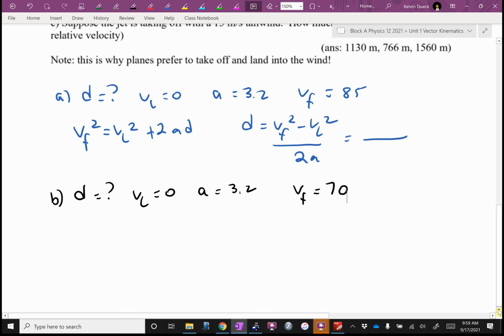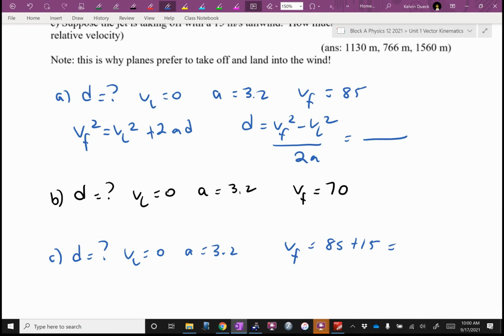In part C, we have a 15 meter per second tailwind. So in this case, it's going to need to get going an extra 15 meters per second because standing at rest, it's technically traveling backwards through the air. We need to get going faster. We're going to need to get to 100 meters per second.